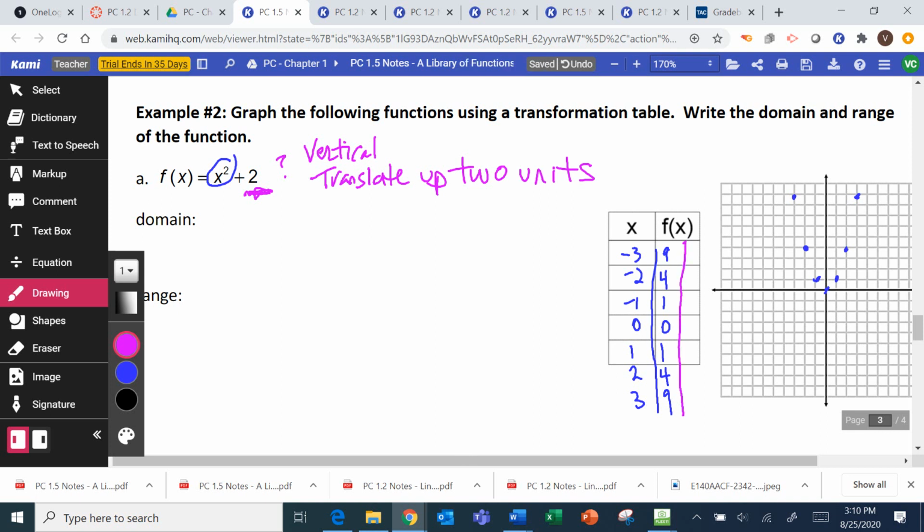Over here on my table, we can show that since it's a vertical transformation, I'm going to put it on the side of the vertical numbers, on that y side. So this is going to be a different y value. I'm just going to add 2 to every single y value here.